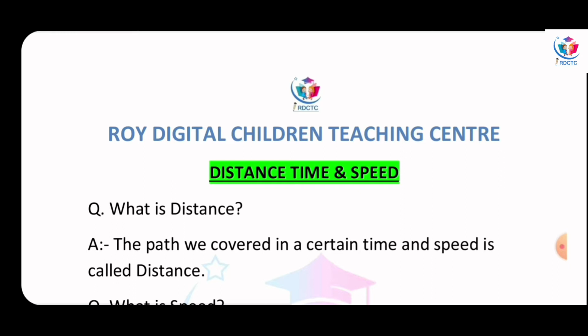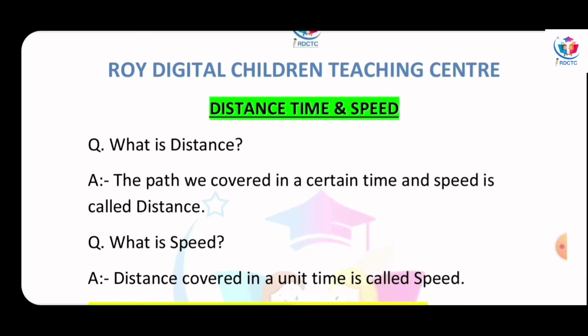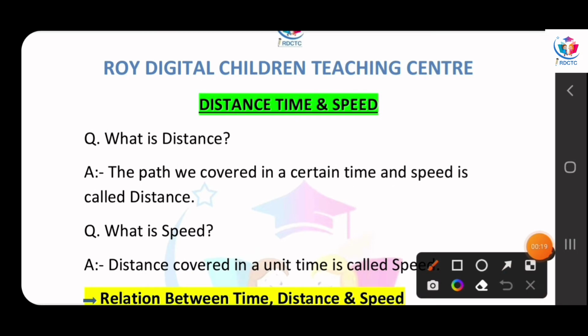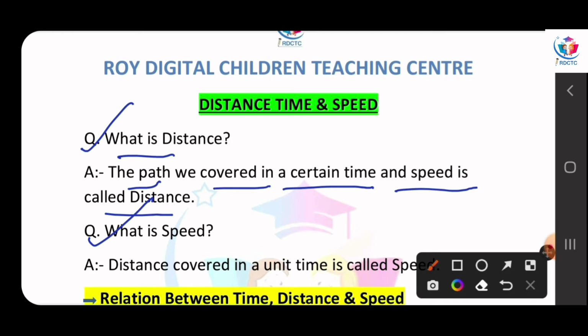Today we discuss distance, time and speed. First we look at the definition of distance and the definition of speed. Okay, let's start. What is distance? The path we cover in a certain time and speed is called distance.